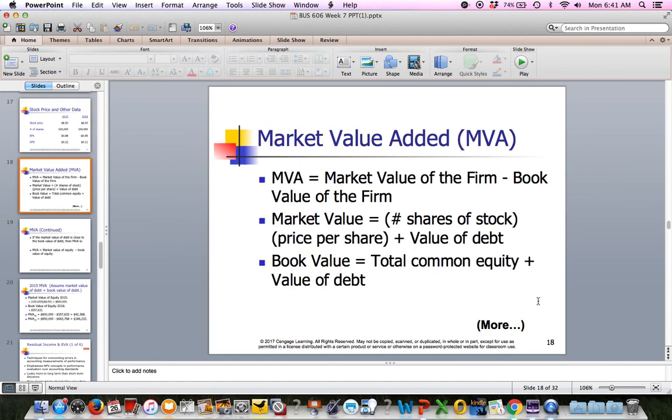Okay, then another measurement term to say how did my company do is called market value added, MVA. It's the market value of the firm minus the book value. And so market value is the number of shares of stock times the price per share. So however many shares of stock are floating around, we take those shares, multiply by the price per share, and add the value of debt. That's my market value. Book value is looking back at my balance sheet and going, what's my common equity and what's my debt, adding those two together. And so we'll do a sample here in a bit.